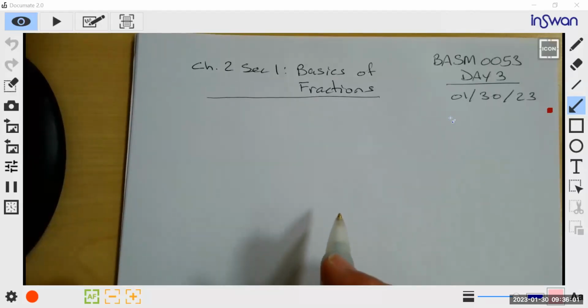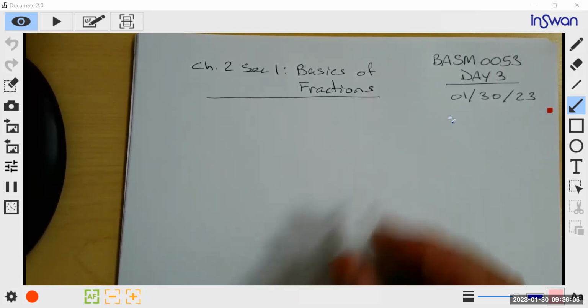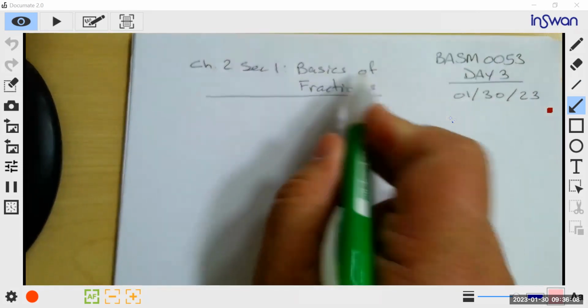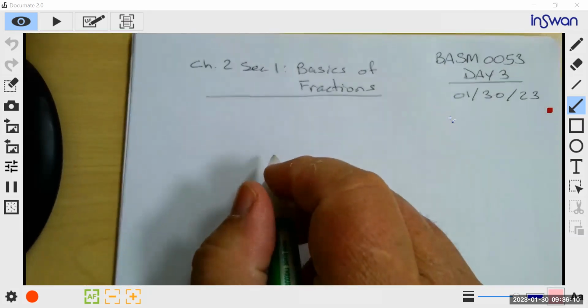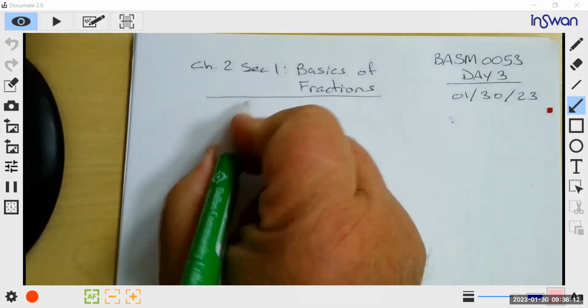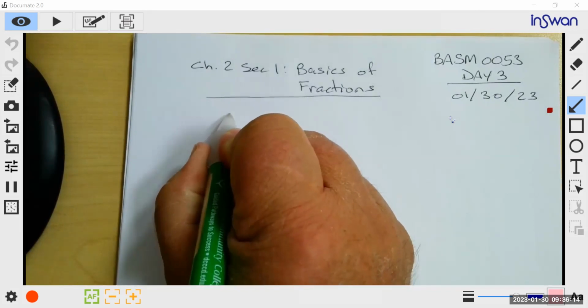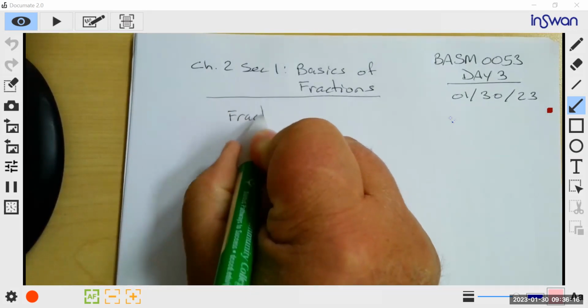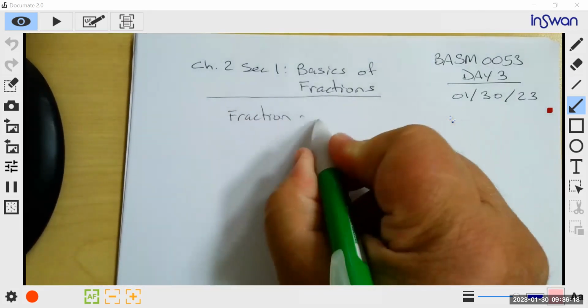Okay, I heard you. Chapter 2, we're dealing with fractions, multiplying, dividing fractions. The first section, the basics of fractions. What is a fraction? Numerator over denominator. One number over another.